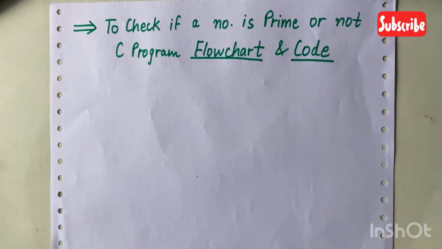So let us first discuss what is a prime number. A prime number is defined as a number which is divisible by 1 and itself. For example, the number 3 is only divisible by 1 and itself. The numbers 7, 5, 17, 19 are a few examples of prime numbers. So we will draw a flowchart and we will write a code in language C for the prime number.